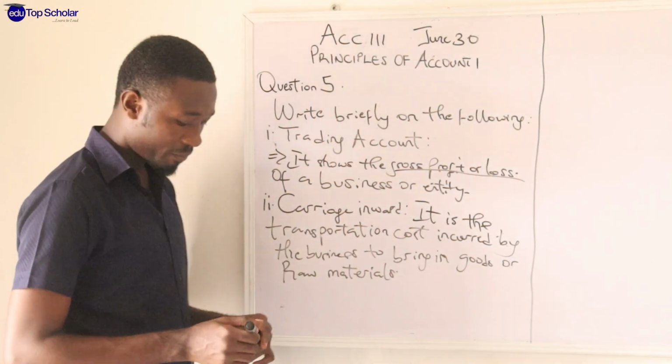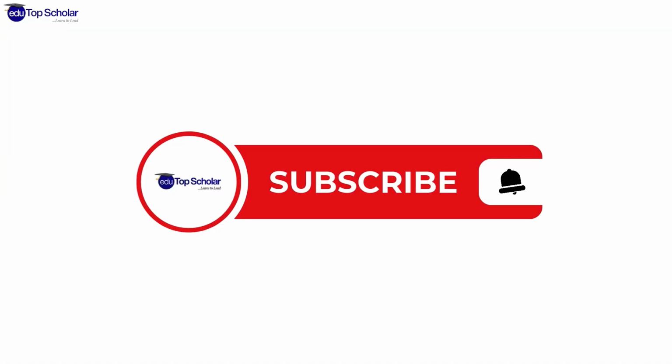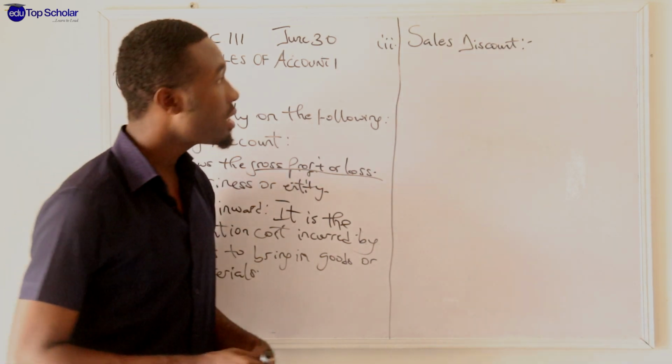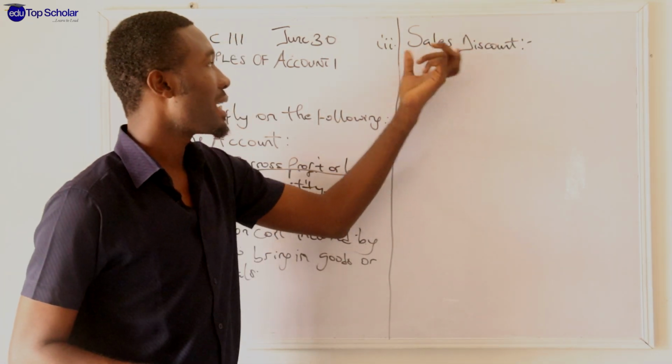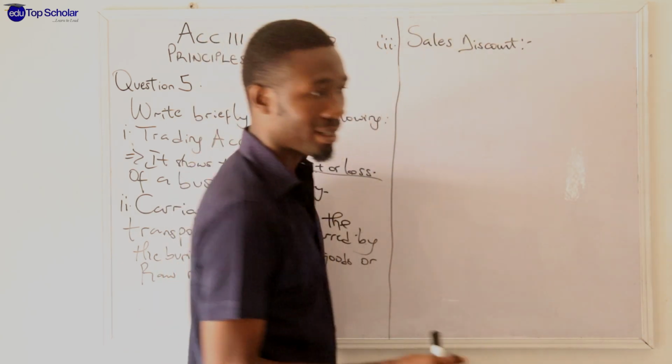So this is simply the definition of the carriage inward. The next one you have to discuss briefly is sales discount. And what do you refer to as sales discount? Just like the name implies, sales and discount. So there are discounts offered to customers.